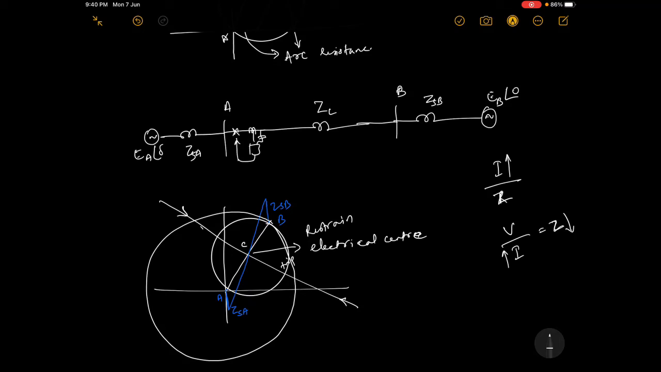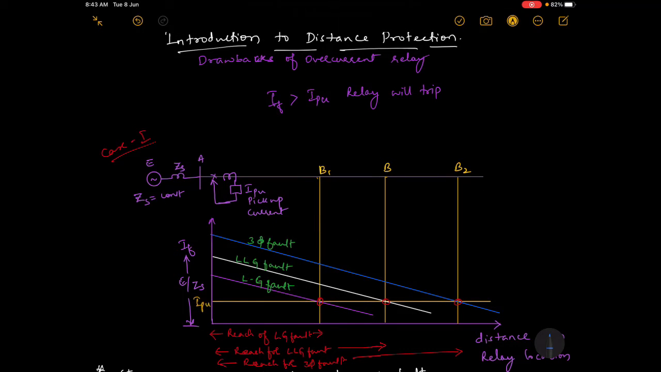So we use different special relays called blinders to prevent the operation of power swings. So that's it for this Moore relay topic. Now we shall quickly revise the things.